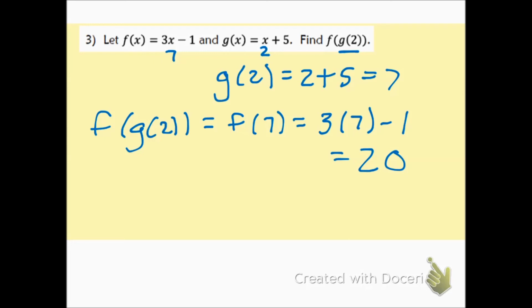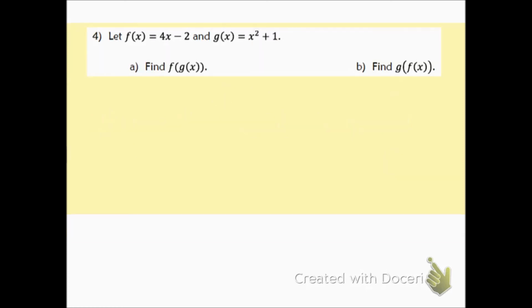If I'm plugging in a numeric value to this, I should get a numeric value back. Whereas on the next example, let's see, number 4, I'm plugging a function into a function. I'm still going to have an x in there. I'm not plugging in a numeric value to either of these. So I'm going to take g of x, which is x squared plus 1, and I'm going to plug that into f here. So I'm going to replace my x with that basically.